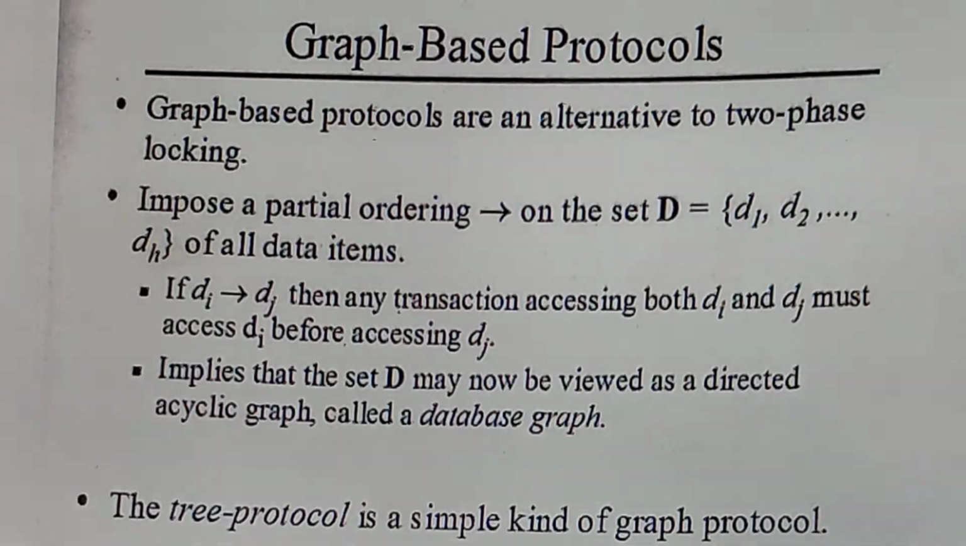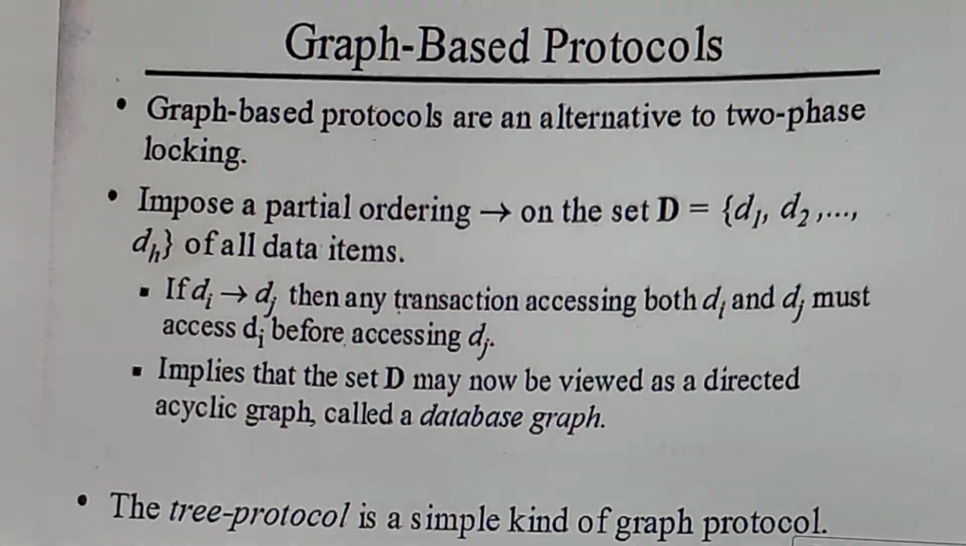What partial ordering means is, if there is an ordering from DI to DJ, and a transaction wants to access the data item DJ, then the transaction has to access or lock the item DI before the data item DJ, because DI is the parent of the data item DJ. DI needs to be accessed before DJ if there is an arrow, if there is a partial ordering from DI to DJ, right? We will see this with the help of a graph.